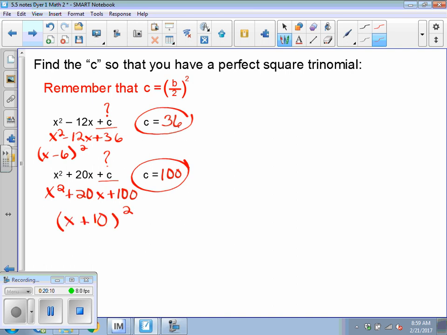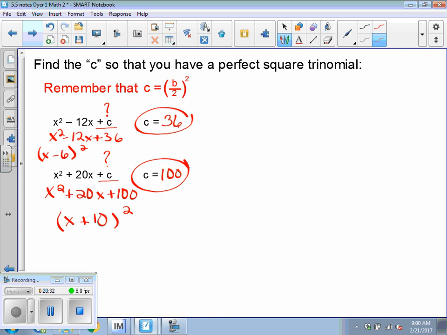x plus 10, yes. Recognize that what goes right here, okay, that's our h in our vertex formula. That's always b divided by 2. That's just b divided by 2. Okay? So if you take this number and divide it by 2, that gives you that.